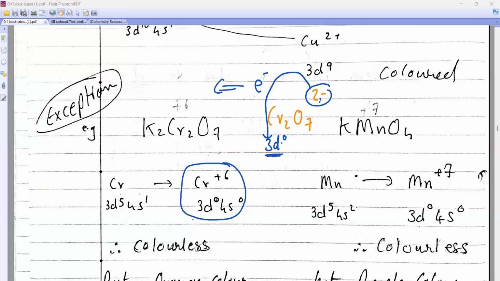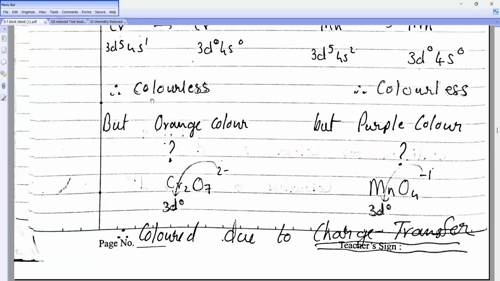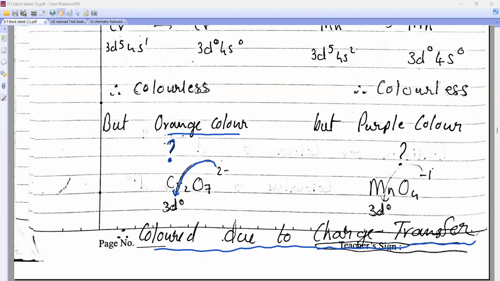So now the electron is getting transferred. The electron is having a charge or not, tell me. And it is getting transferred into 3d. So now 3d0 will become 3d1. So charge is getting transferred. Therefore potassium dichromate is colored due to charge transfer. Look, I have shown here. It should be colorless, but it is orange colored. So why is it orange? Because one electron from here is getting transferred. So it is colored due to charge transfer. Zia, have you understood this?